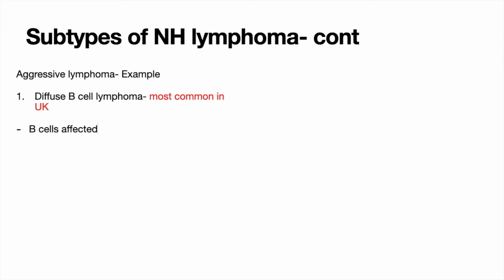Now let's have a look at an example of an aggressive lymphoma. And here we have diffuse B-cell lymphoma. And of all of the lymphomas, whether they be indolent, aggressive, or highly aggressive, diffuse B-cell is the most common in the UK. And as the name suggests, it typically affects the B cells.